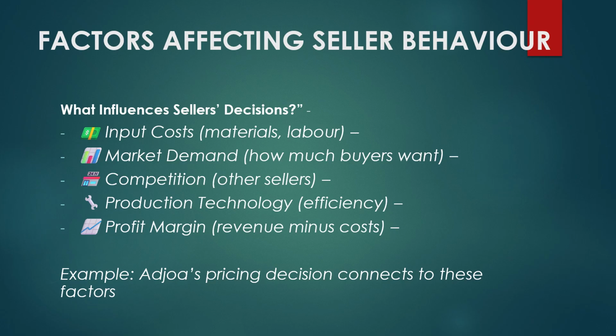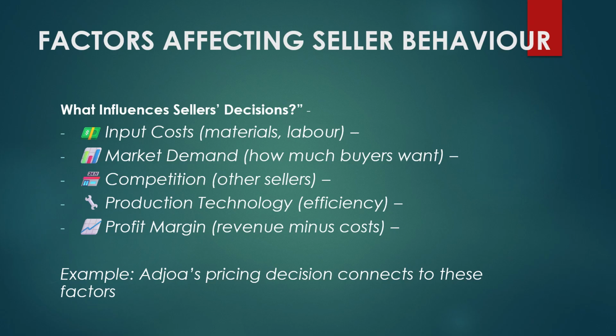Let's also consider the other side of the market, which is the sellers. What influences sellers' decisions in the market? Let me highlight 5 key factors that sellers consider. First, input cost. Sellers consider the material cost and the labor cost. If the cost of material goes up, sellers might need to raise their prices to maintain their profits. Adjoa considers the cost of material for her baskets and jewelry.